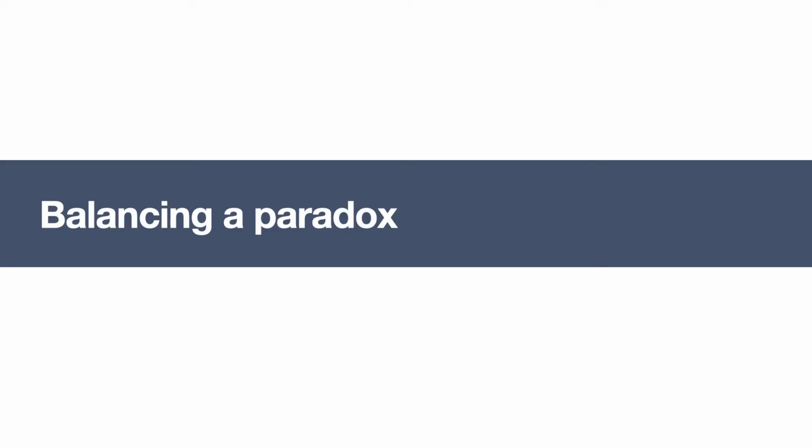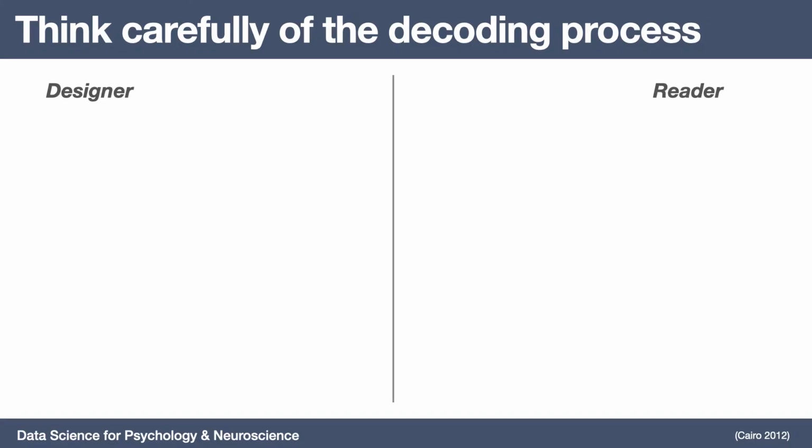Now, doing this sounds laudable as a goal, but the execution is tricky. And that is the main focus of the third chapter in the Cairo book. As a data visualizer, you need to think carefully about that decoding process, how your audience views the visualization you present to them. So you can think about this as a continuum between a designer, you, and a reader, which can also be you, but is often your audience you're trying to communicate to in a paper or a talk.